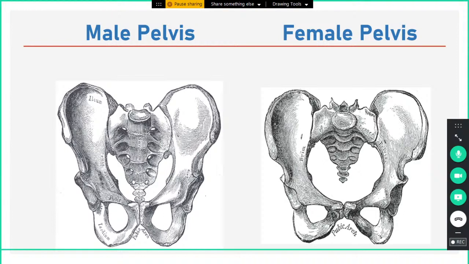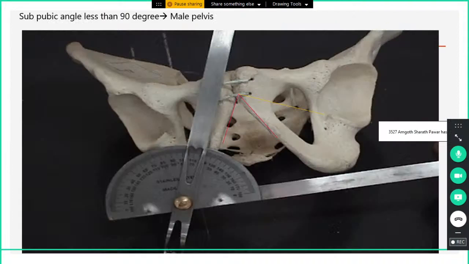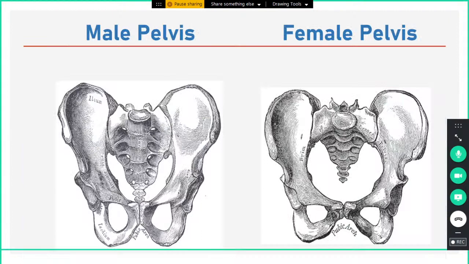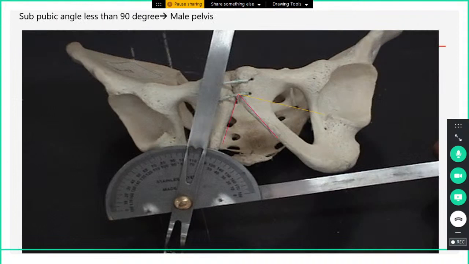And in black color, there is the pubic arch. It is narrower in male and wider in female. Through these calipers, the subpubic angle is measured. The arrow you can see, it is 70 degrees on the protractor. The subpubic angle is V-shaped, and the angle is 70 to 75 degrees in male; it is U-shaped, and the angle is 90 to 100 degrees in female. This is the subpubic angle in a male pelvis.